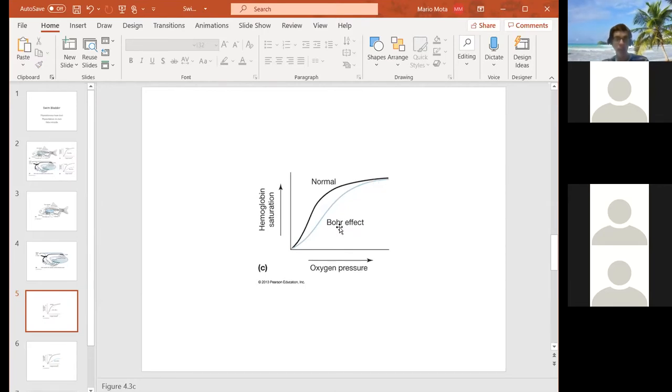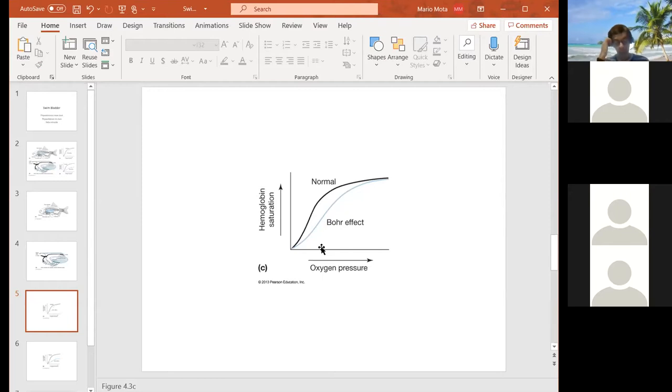Lowering the pH makes it more acidic, and that has to do with carbon dioxide. Carbon dioxide and water can form carbonic acid, and then the acid lowers the pH. Lowering the pH leads to the Bohr effect, and also the next one, which is the root effect. What it does is shift this normal curve to the right, which is the blue line right there.